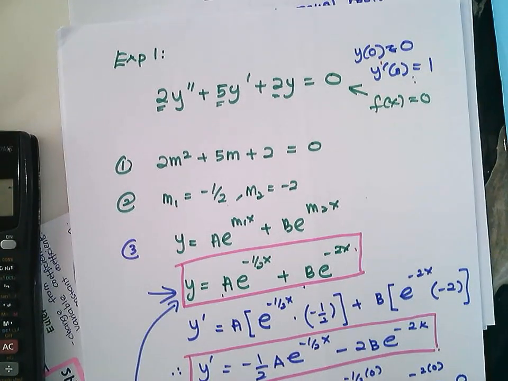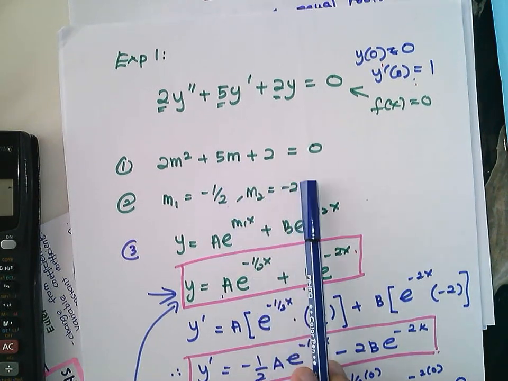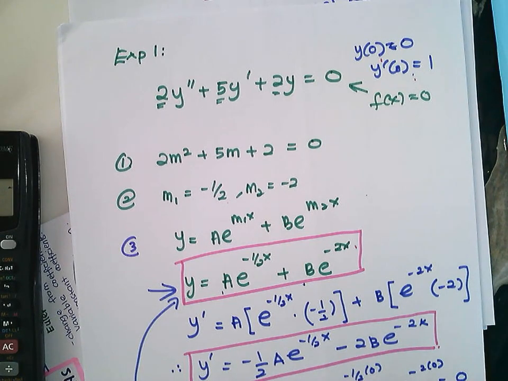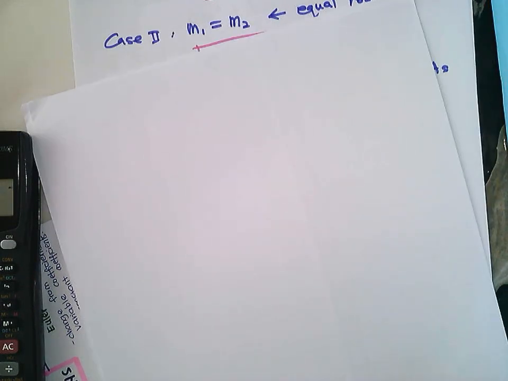Why do I call it the first case? Because you have two different roots. So now let's take a look at a second case example. Let's say you have this one.